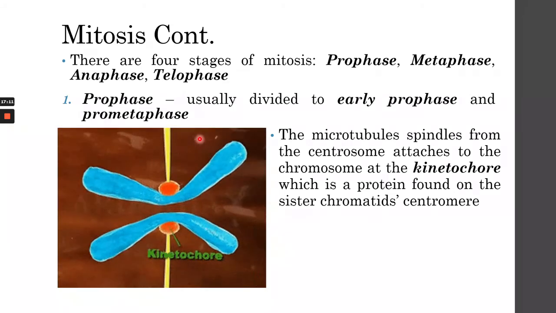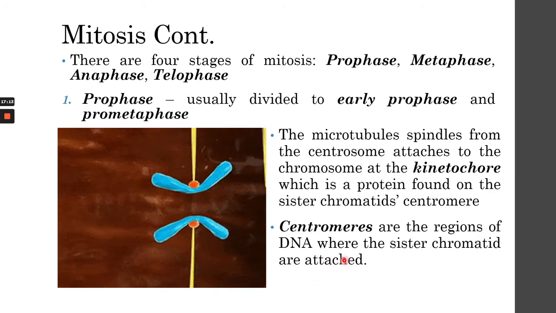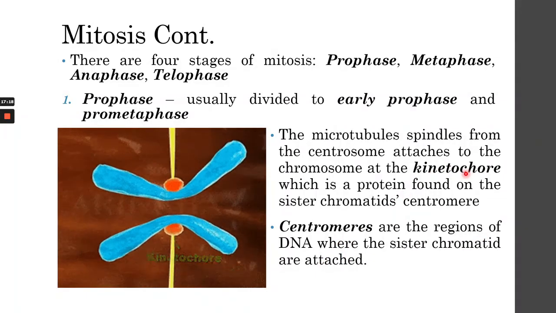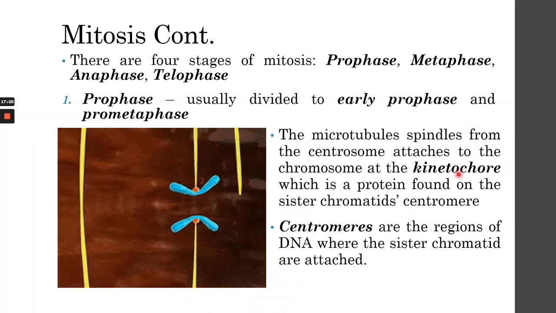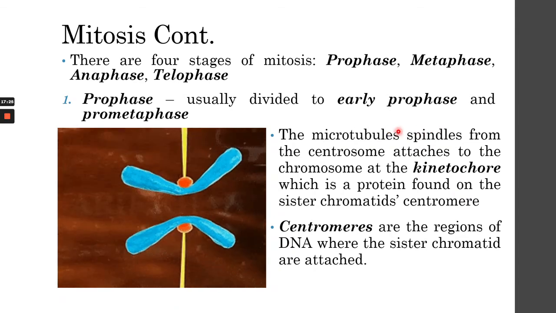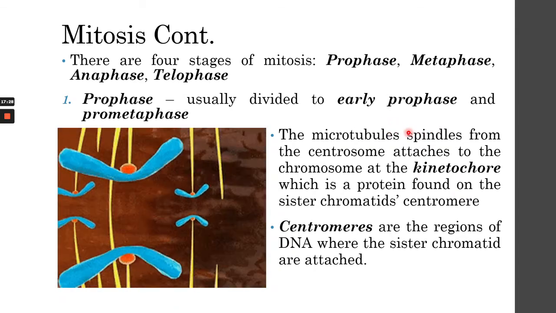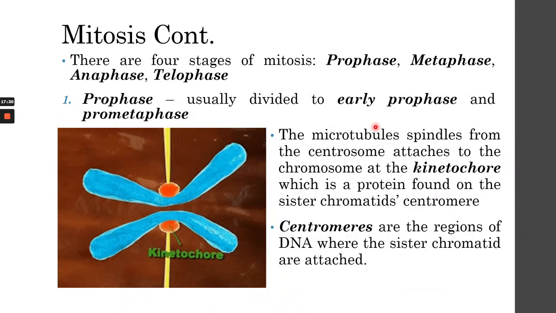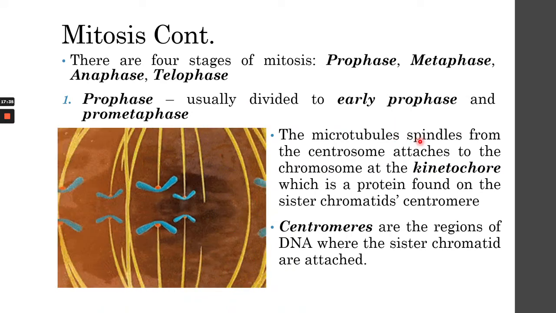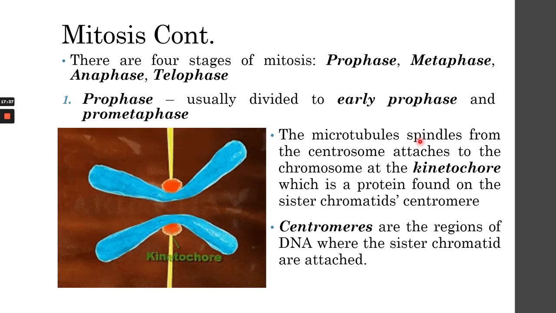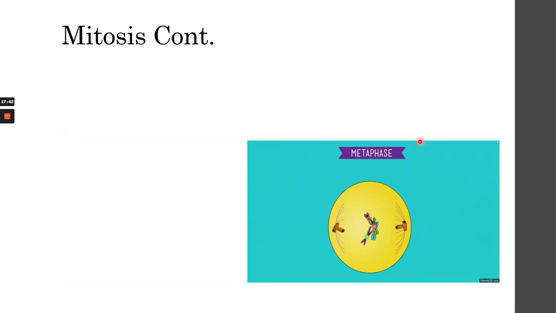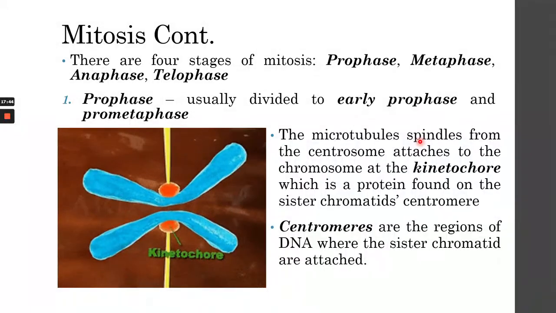I hope that's clear. So the centromere is the region of DNA where the sister chromatids are attached, and it contains the kinetochore wherein the microtubule spindles will get attached. Then the mitotic spindles from the centrosomes will arrange the chromosomes together, and then they will pull them apart. Okay, so that is what is happening in prophase.